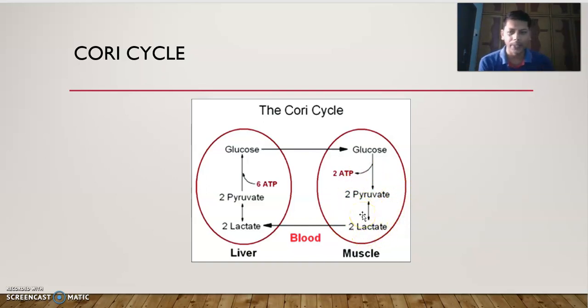Now this lactate comes to the blood, and through the blood it goes to the liver. In the liver, lactate is converted to pyruvate, and pyruvate is converted to glucose. Again, once again it comes back to the muscle. This cycle is called the Cori cycle. The Cori cycle also occurs in our liver.